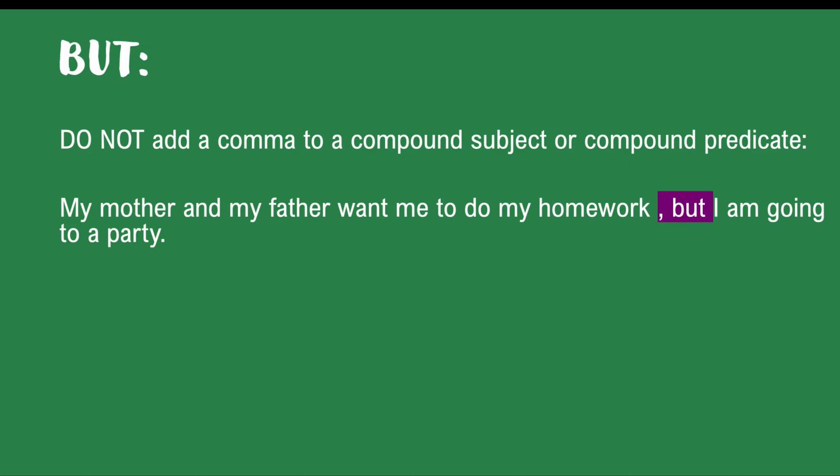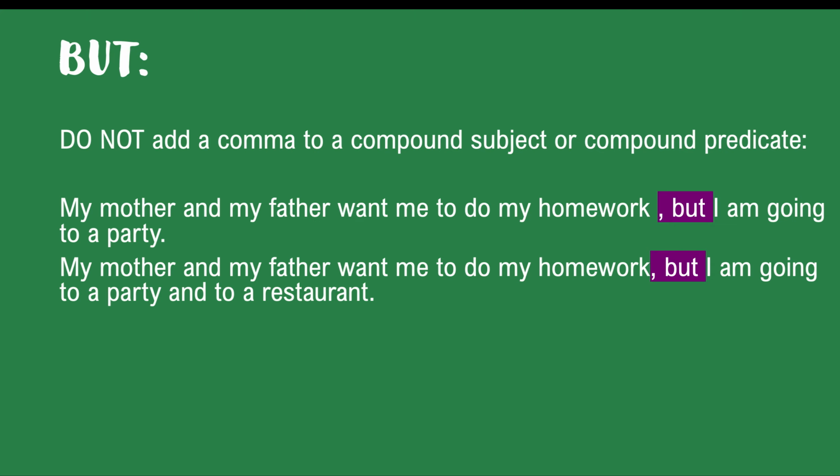What do I mean by that? First, here's a compound subject. My mother and my father. So you have two subjects there. You don't want to put a comma after mother because both of those subjects are sharing the predicate, want me to do my homework. You do need to add a comma but to the next sentence because you're connecting another independent clause to this independent clause. But I'm going to a party.